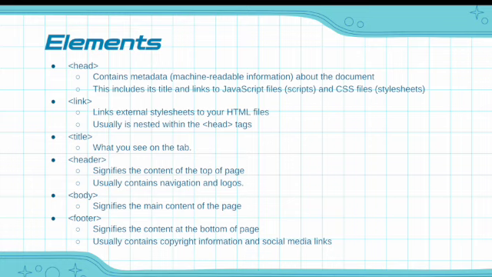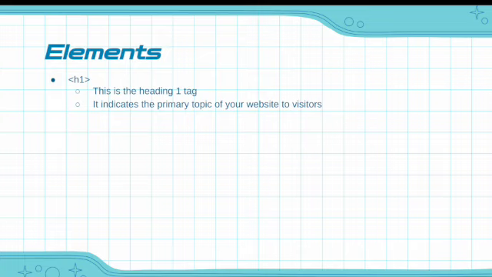The body tag signifies the main content of the page. The footer tag signifies the content at the bottom of the page, and it usually contains things like copyright information and social media links. Those would be nested within the footer. And the H1 tag indicates the primary topic of your website to visitors. It's called the heading 1 tag; that's what H stands for. The heading tags go from 1 to 6, with 1 being the biggest and boldest, and 6 being the smallest and most normal weight-wise.